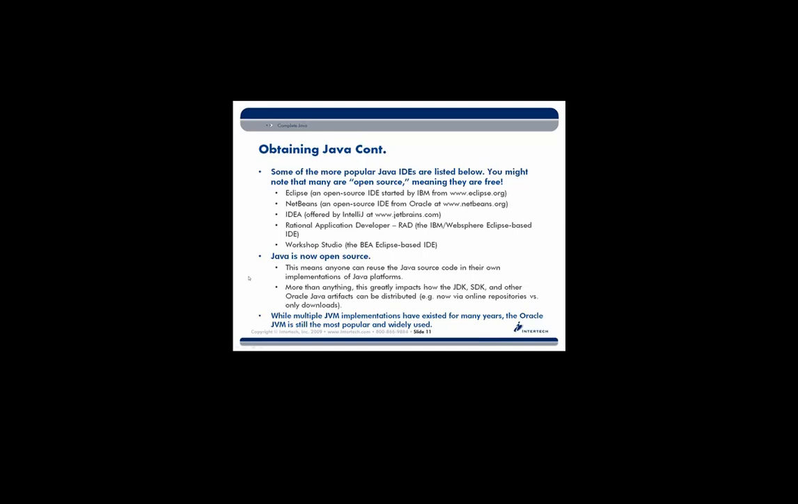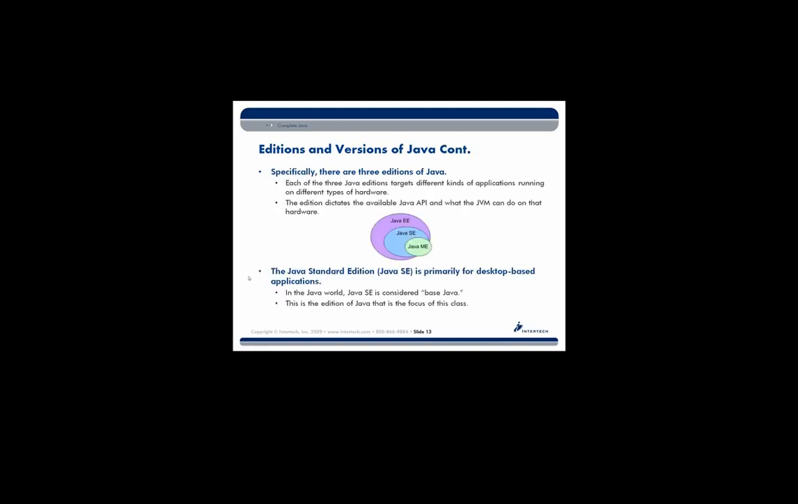While multiple JVM implementations have existed for many years, the Oracle JVM is still the most popular and widely used. Now, unfortunately, one of the more complex aspects of Java is that there's no single Java platform. As I mentioned before, there are different Java virtual machines, different containers for the different operating systems and hardware architectures. So in addition to having those different JVMs, there are different editions and different versions of Java. So let's take a look at some of those.